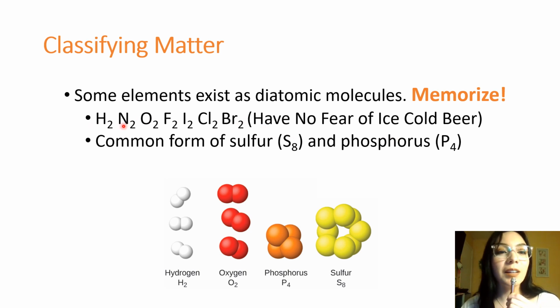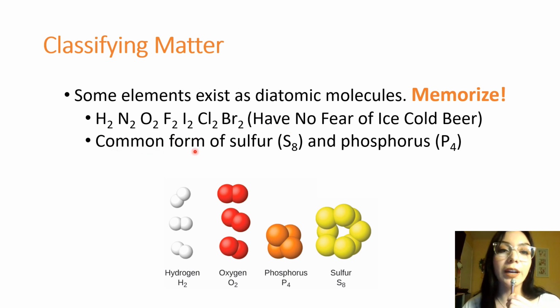So all of these elements, hydrogen, nitrogen, oxygen, fluorine, iodine, chlorine, and bromine, these all exist as diatomic. What that means, di means two, and then atomic, two atoms, molecules. So instead of just being atoms, elements, they're diatomic molecules. So it's very strange, but just know that these exist and specifically memorize these right here.